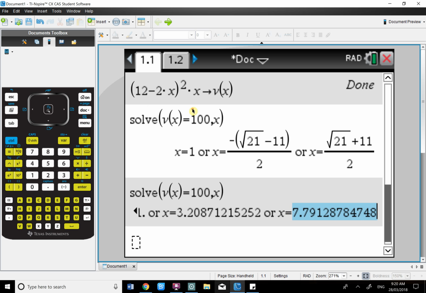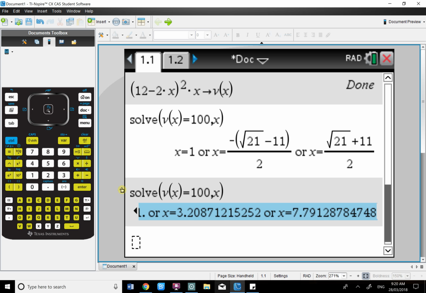It can't be 7.79. Can you think about that? You can't cut more than 6. If you cut more than 6, there will be nothing left. So you can only cut up to 6, so that will be rejected. What you have is 1 and the other one, 3.2.